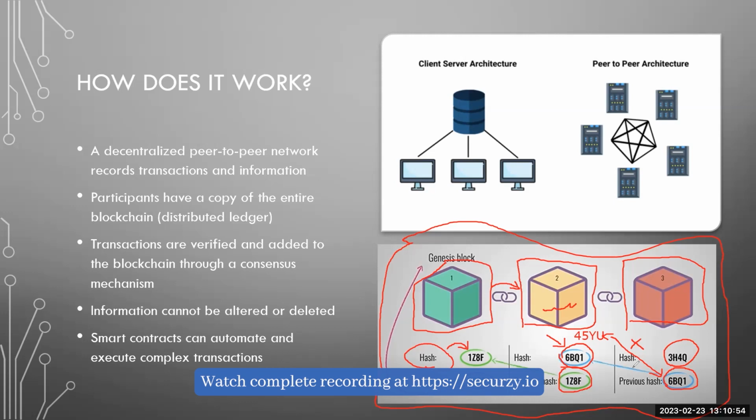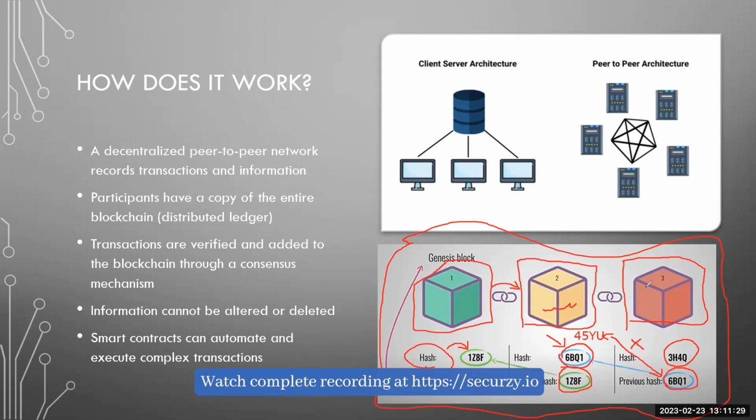Now, the ledger is maintained by a network of nodes, with each node having a copy of the entire ledger. So for example, if I have 50,000 nodes in the network, all of these 50,000 nodes will have a copy of this ledger. Transactions are verified and added to the blockchain through a process called mining. We will elaborate on it later, which involves solving complex mathematical problems to create a new block.